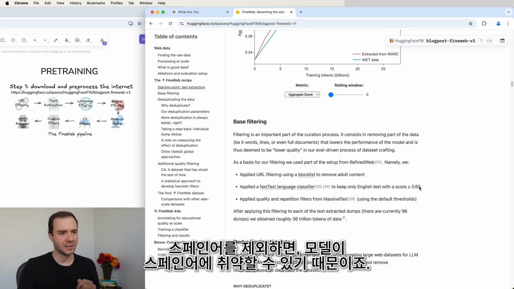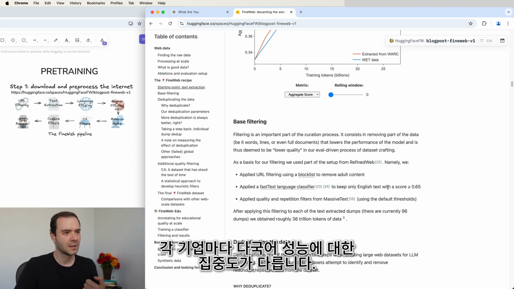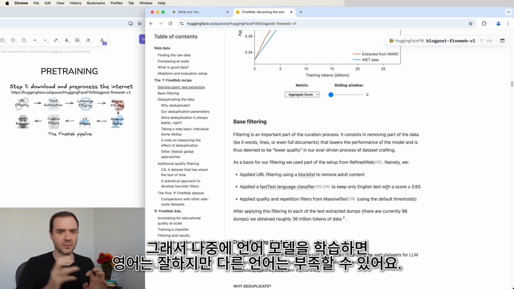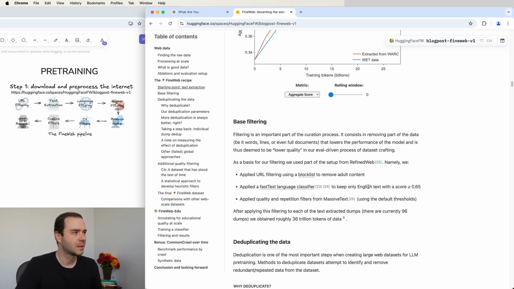Because, for example, if we filter out all of the Spanish as an example, then you might imagine that our model later will not be very good at Spanish because it's just never seen that much data of that language. And so different companies can focus on multilingual performance to a different degree, as an example. So FineWeb is quite focused on English. And so their language model, if they end up training one later, will be very good at English, but maybe not very good at other languages.